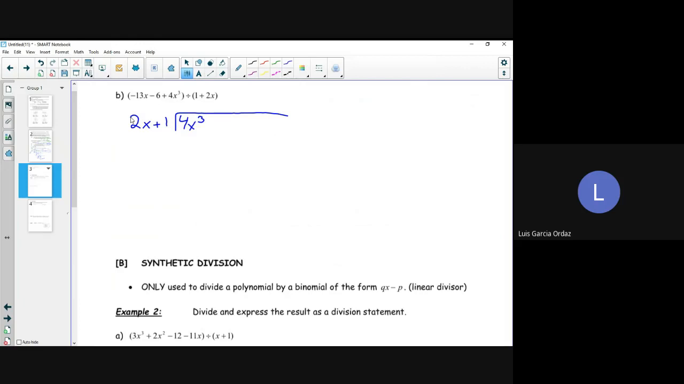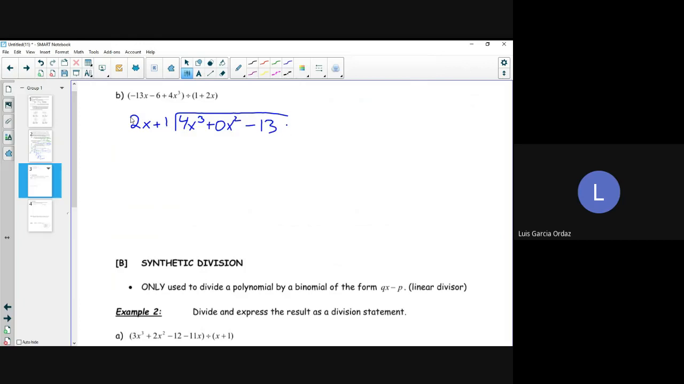4x cubed, 13x, minus 6. But with long division and synthetic division, you need to account for that x squared even though it's not there. So this is the only time in math you're ever allowed to write this. Yeah, because if you don't write it, you mess up the place value and you'll mess up your whole answer. So if the highest degree was 4 and it's missing a 2 and a 1, you have to put 0x squared and 0x.